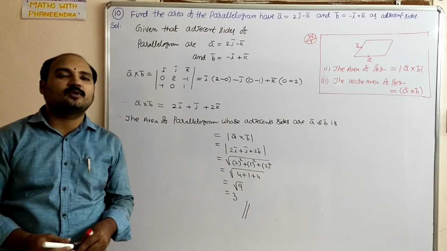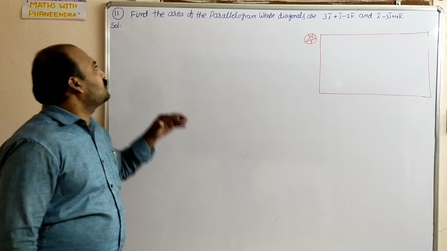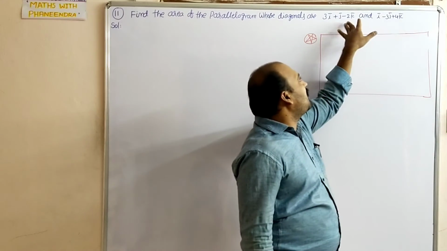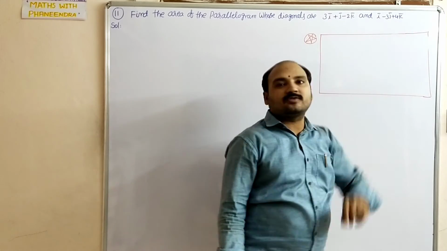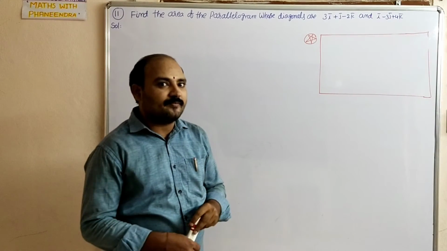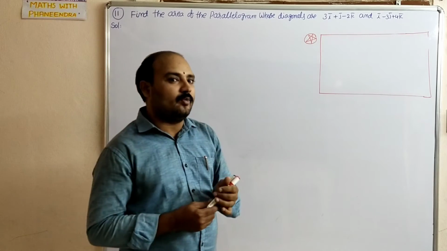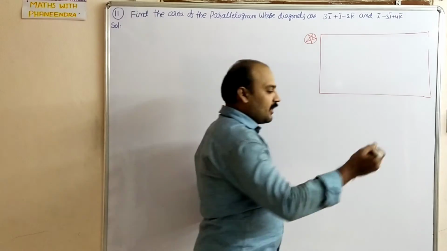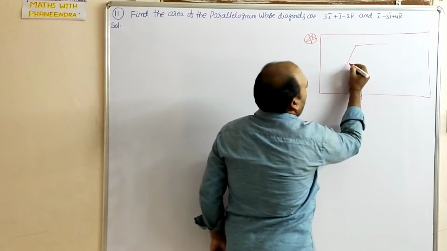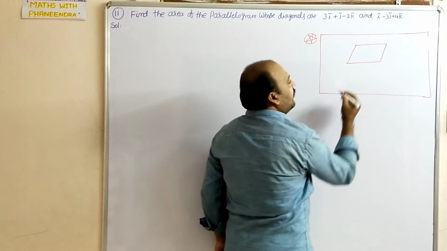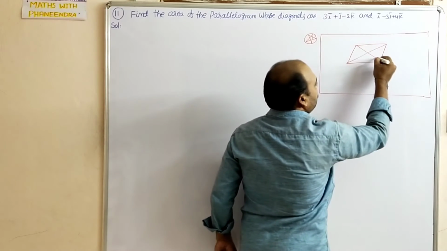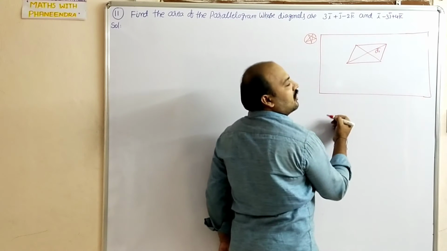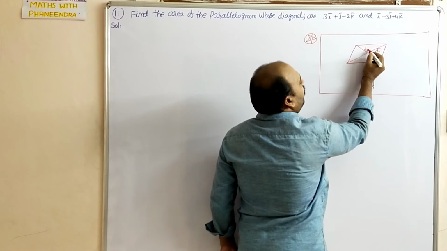We'll move to the next question now. The next question. Find the area of the parallelogram whose diagonals are 3i plus j minus 2k and i minus 3j plus 4k. See, listen dear students, whenever diagonals are given, different formula we have. See here, the parallelogram figure. In this, these are the diagonals. This diagonal I am giving the name D1 bar. This diagonal name as D2 bar.